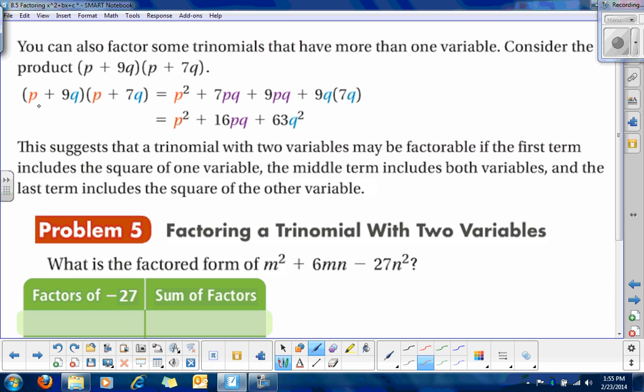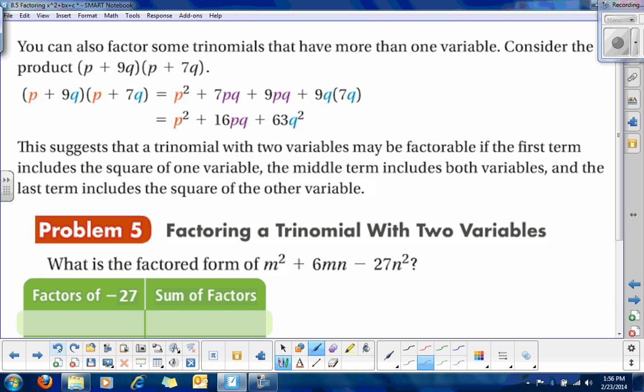The outer term, first outer, so that's p times 7q. P times 7q gives me positive 7pq. Then we have our inner. That's 9q times p. There it is, positive 9pq. And then finally our last is 9q times 7q. There it is, 9q times 7q, which gives us 36q squared.